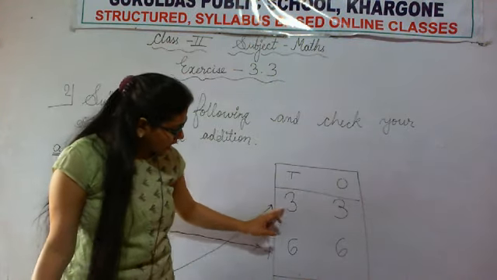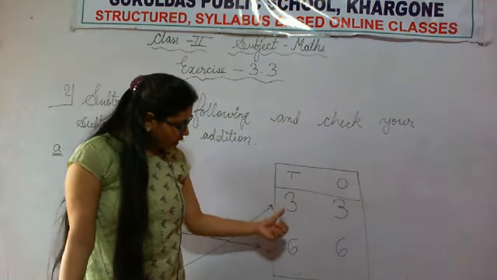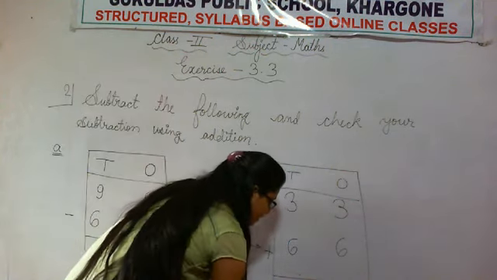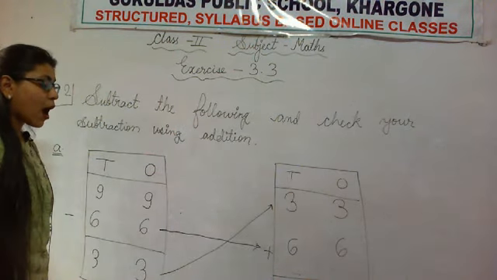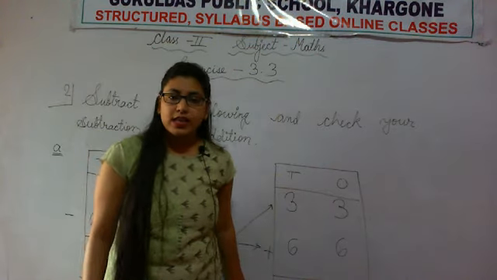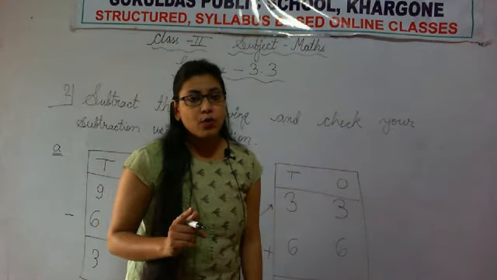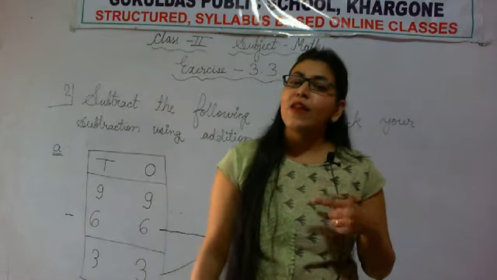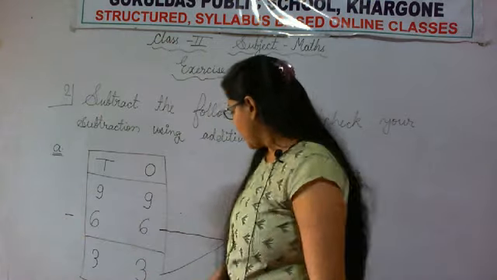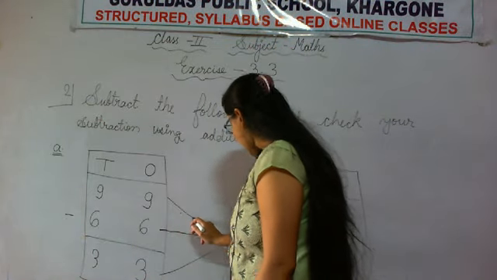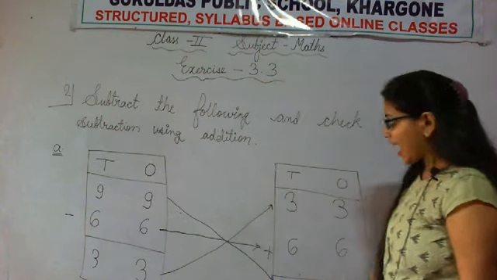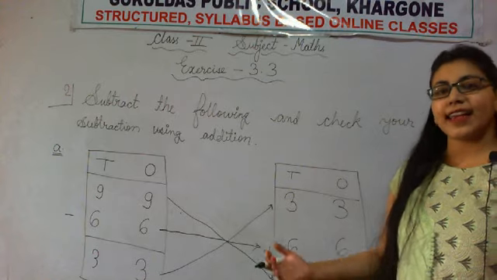Now again both the digits are same. Here 3 and 6 were there and here also 3 and 6 are there. So it means the answer will also be the same. So let us write 9 again. Now we'll check whether our minuend and total are the same or not. If our minuend and total are the same, then we'll know that our subtraction is correct. So let's see, minuend was 99 and total is also 99. It means we had done it correctly.